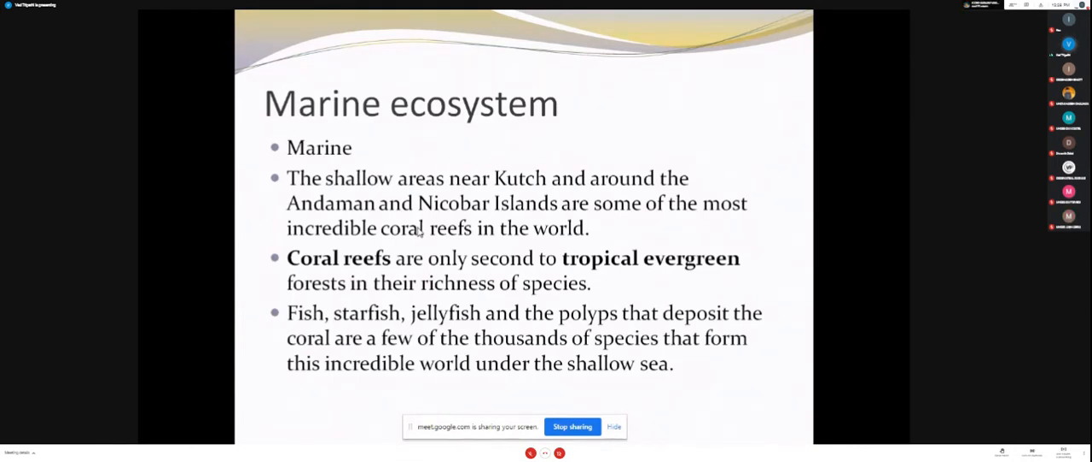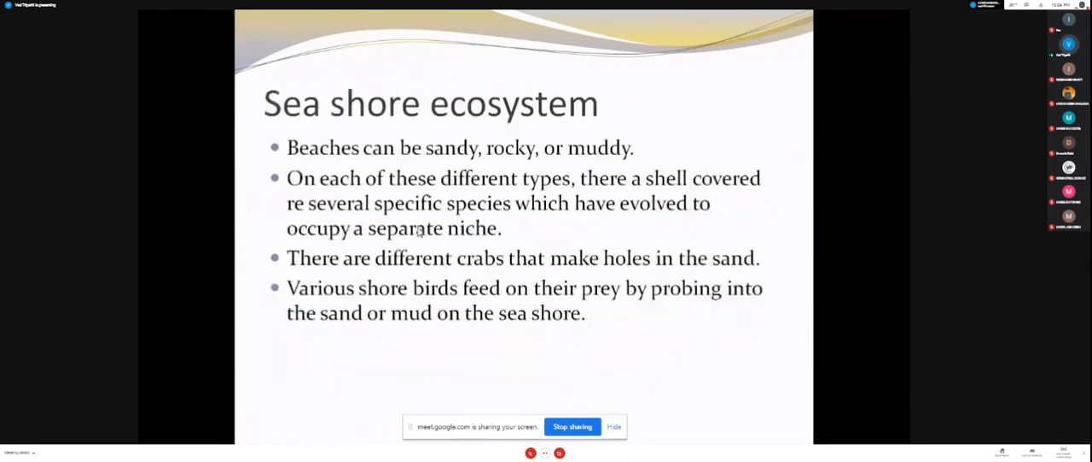biodiversity. So in the richness of these species, they are only second to the tropical evergreen forest. Fishes, starfish, jellyfish, and polyps deposit the corals, and a few thousand species support the formation of these coral reefs.